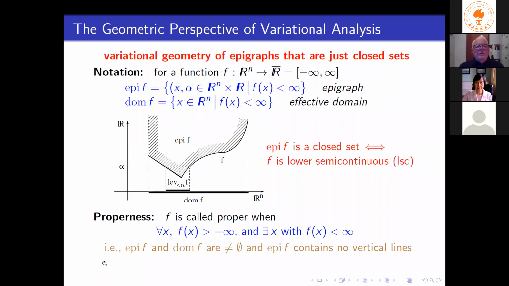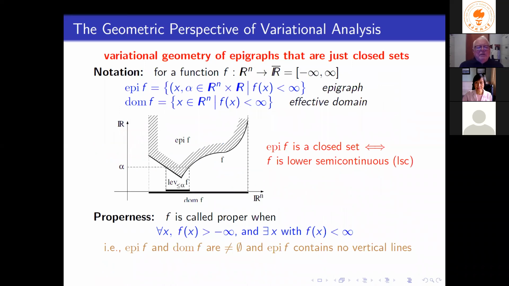All right, now we get to the basics of variational analysis in this situation, where we try to generalize these ideas to epigraphs that are not supposed to be smooth manifolds and are not convex sets. We would like them to be, and we can have them be just closed sets, epigraphs that are just closed. So we have this notation here. It's all in the book. I just repeat it here.